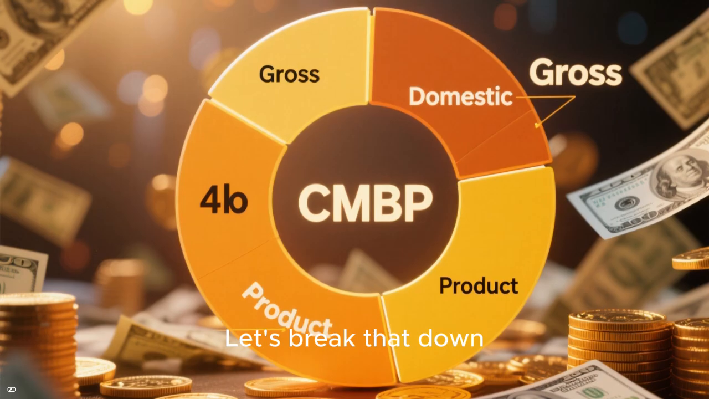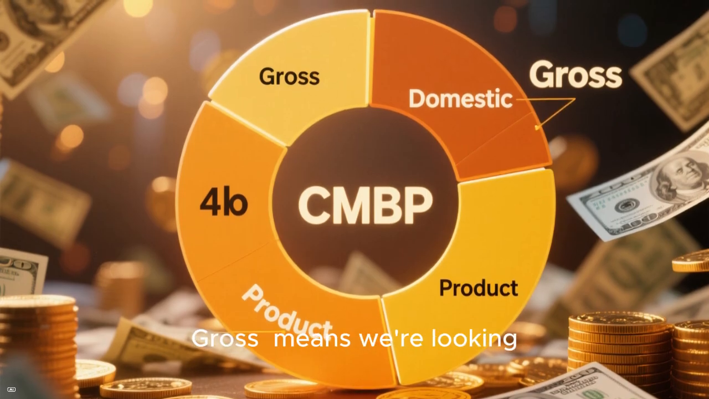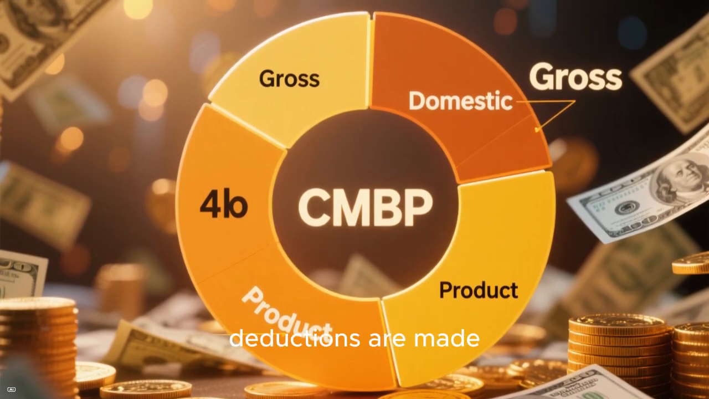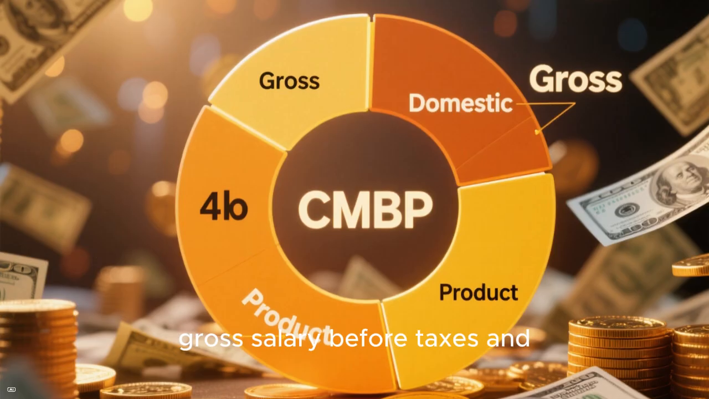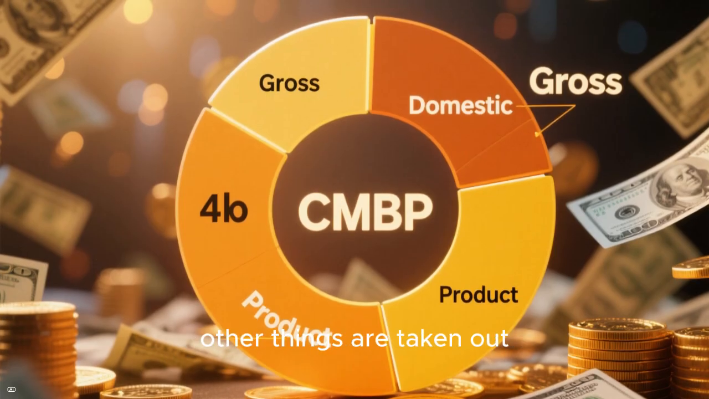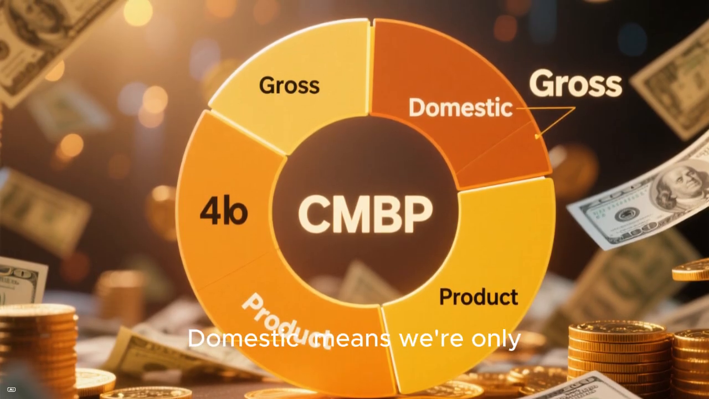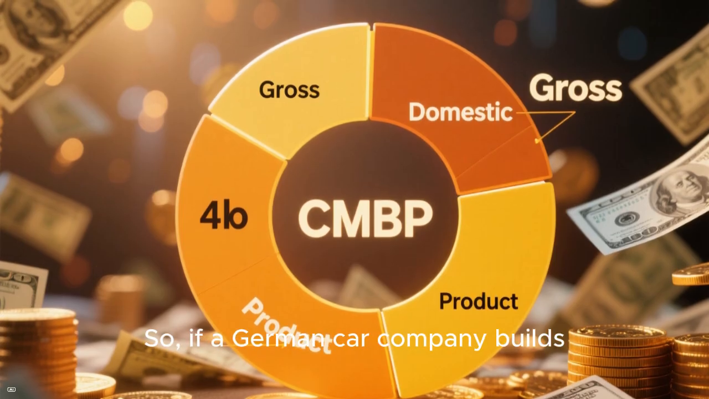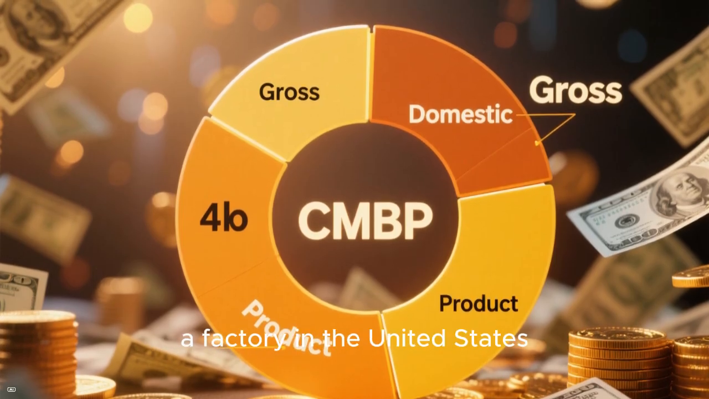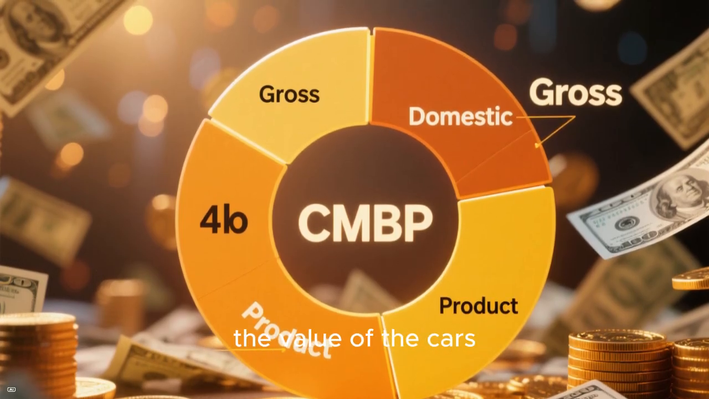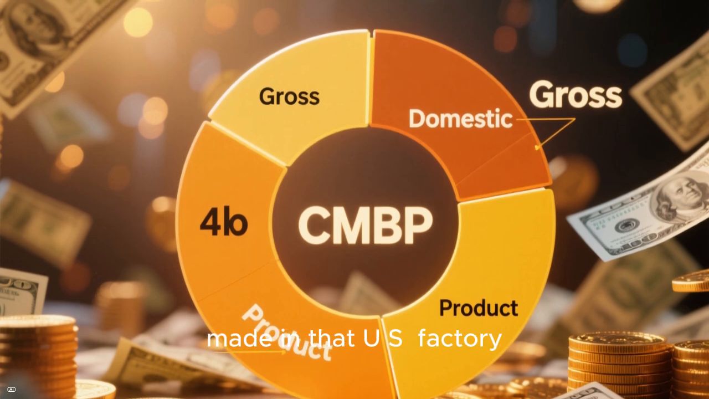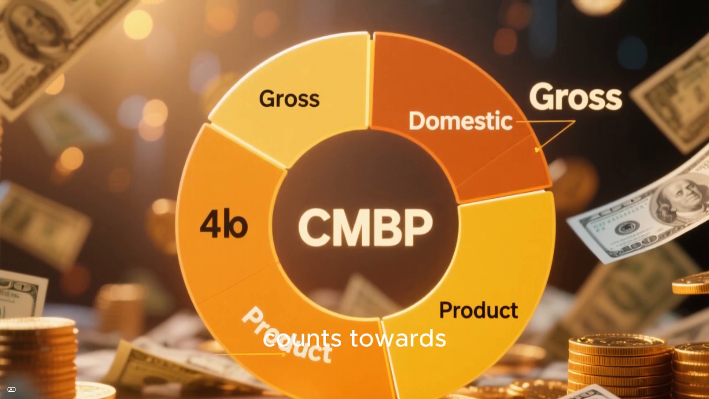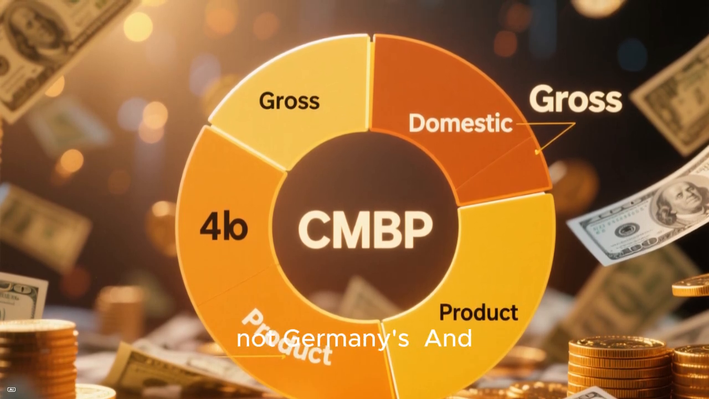Let's break that down. Gross means we're looking at the total number before any deductions are made. Think of it like your gross salary before taxes and other things are taken out. Domestic means we're only counting things made inside the country's borders. So if a German car company builds a factory in the United States, the value of the cars made in that US factory counts towards America's GDP, not Germany's.